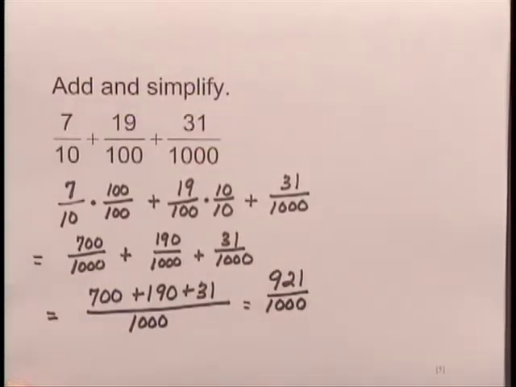Now we do need to simplify, and to simplify we would factor the numerator, factor the denominator, and we would find in this case that there are no common factors. So this is the simplified form of the sum.